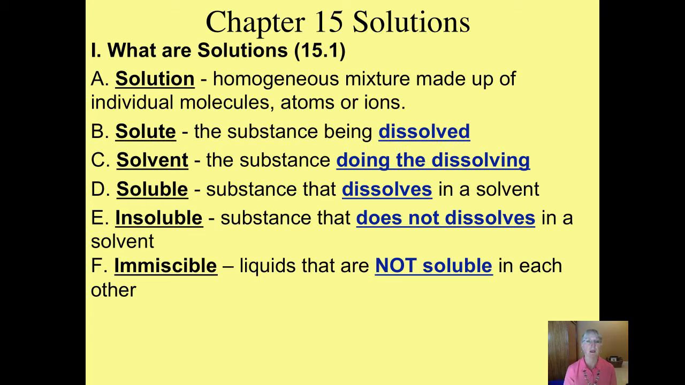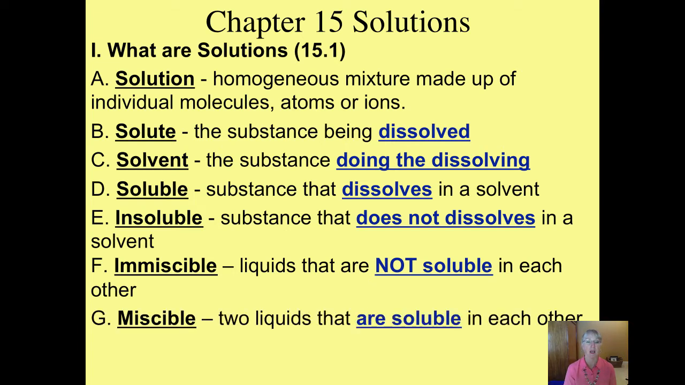Now, we reserve another term for those substances that are liquids and can or cannot be soluble in each other. Those two terms are immiscible and miscible. Two liquids that are not soluble in each other, like oil and water, are called immiscible. Two liquids that are soluble in each other, like alcohol and water, because they can both do hydrogen bonding, are called miscible.